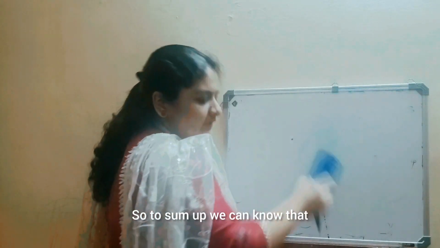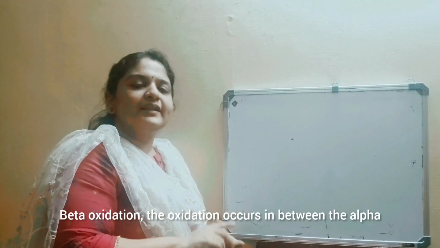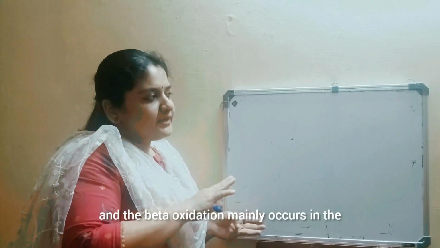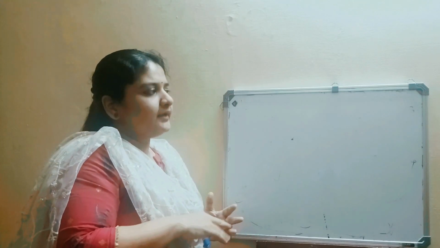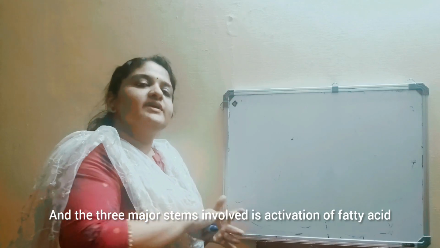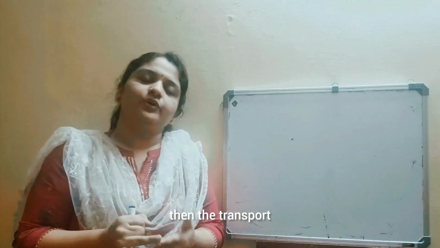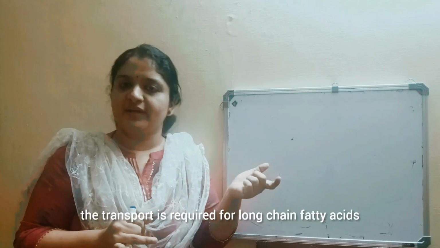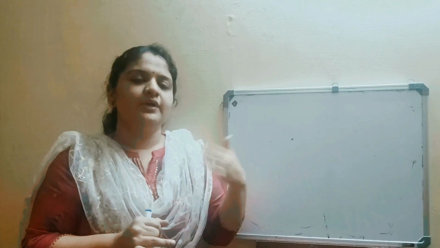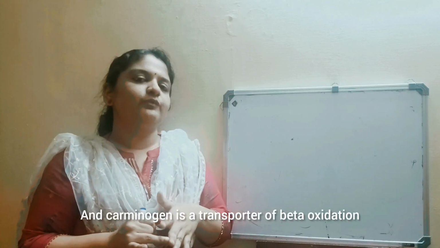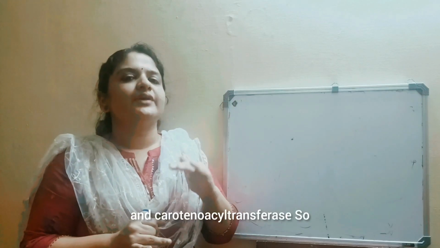To sum up, in beta oxidation, the oxidation occurs at the carbon between the alpha and the beta carbon atoms, and beta oxidation mainly occurs in the liver mitochondria. The three major steps involved are, first, activation of fatty acid, which occurs in the cytoplasm. Then transport is required for long chain fatty acids. Short and medium chain fatty acids do not require a transporter. Carnitine is the transporter of beta oxidation. We have carnitine acyltransferase 1 and carnitine acyltransferase 2.